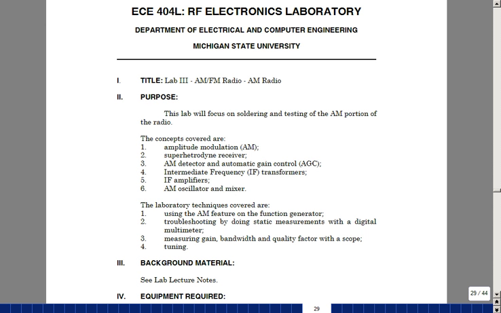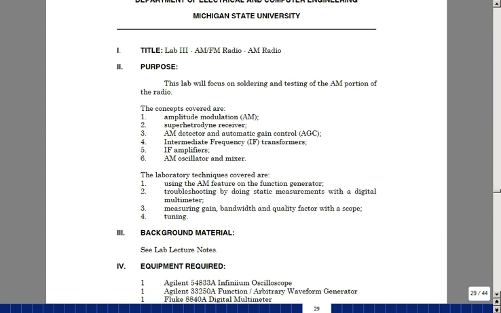This takes us then to our lab experiment. Concepts that we've covered are AM, the superheterodyne receiver, the AM detector and automatic gain control, the IF transformers, and of course the IF amplifiers, and then the AM oscillator and mixer. Techniques we'll learn in lab are how to use the function generator to create an AM signal. We're going to do some troubleshooting by taking some DC measurements with a digital voltmeter, so that we can see whether we've made a wiring mistake or a soldering mistake. We're going to measure gain, bandwidth, and Q with our scope. And lastly, we're going to do tuning, which is tuning the IF transformers to 455 kilohertz. And this is the AM portion of our radio.